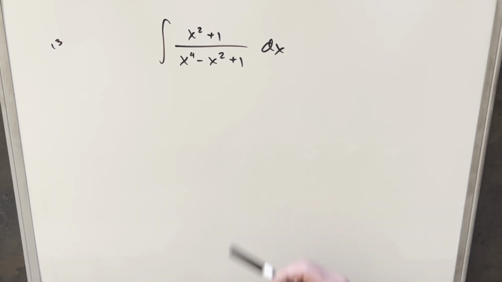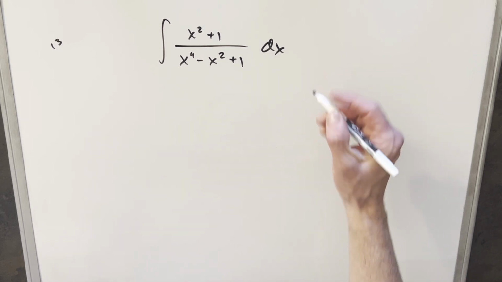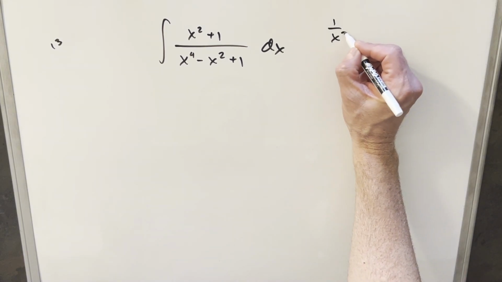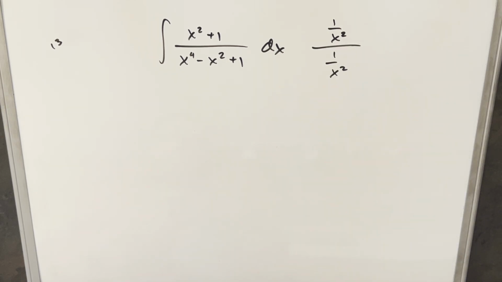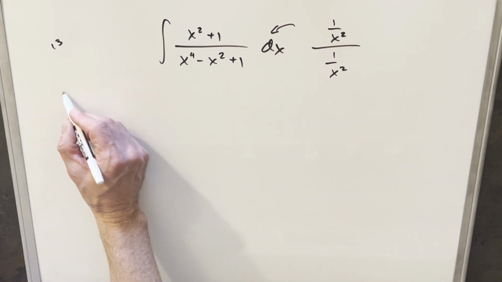Okay, now to get started with this, we could try to factor this denominator, but what I like to do in a case like this where we have x to the fourth is multiply it through by 1. We'll multiply it by (1 over x squared) over (1 over x squared). And I'm just going to distribute all this in here and rewrite the integral.